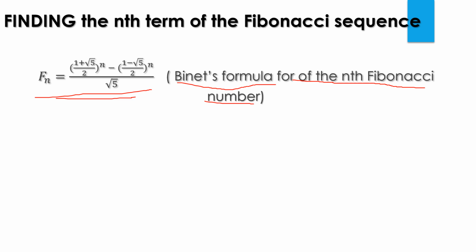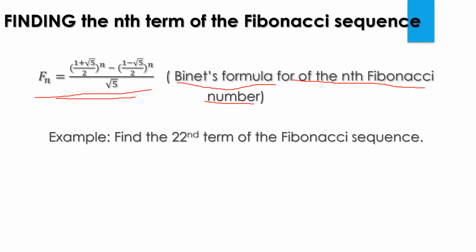So, gagamitin natin yung formula na to para malaman natin kung anong number yung magpo-fall sa n term. Yung n term, halimbawa 21st term. Okay, so ano yung Fibonacci equivalent nun? Okay, so for example, for you to understand. So find the 22nd term of Fibonacci sequence. Okay, so ngayon, magbibilang ba tayo na 1 plus 1 plus 1 plus 1? Ganun. So hindi. We're going to use this formula para malaman natin yon.